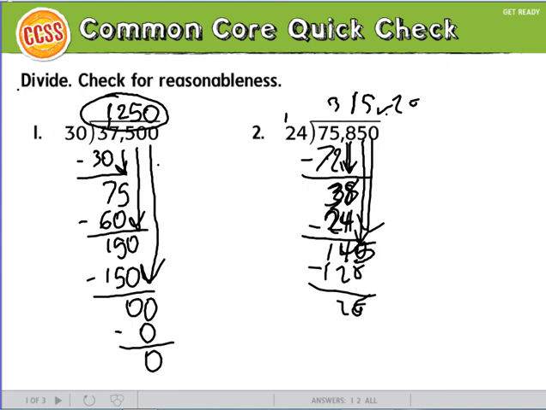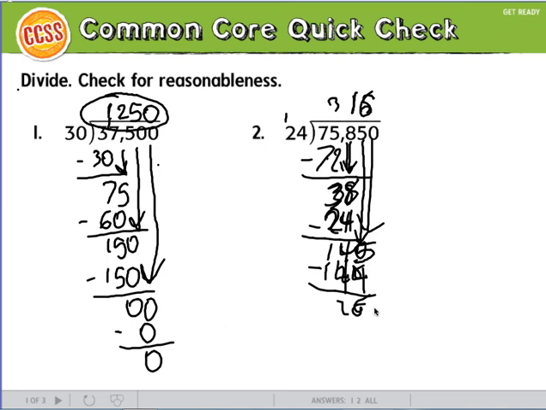Now I have 145. No, but you can put 6. Stop. So that's 6. Yes. And this is why we show our work. So it is 6, and 6 times 24 is going to be 144.